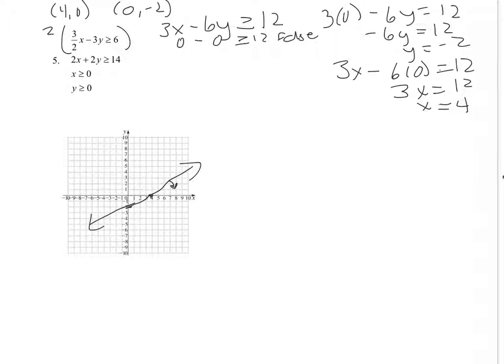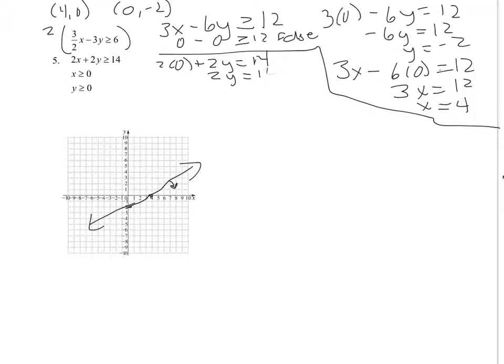That's not going to be the accurate part to shade where 0, 0 is. I've got to shade the other side of the line. Now, we've got the same scenario with 2x plus 2y is greater than or equal to 14. We can put it in slope-intercept form, or we can use intercepts. So if we put in 0 for x and solve to get the y-intercept, if 2y equals 14, y equals 7. So I'm going to have the ordered pair 0, 7, which is right there.